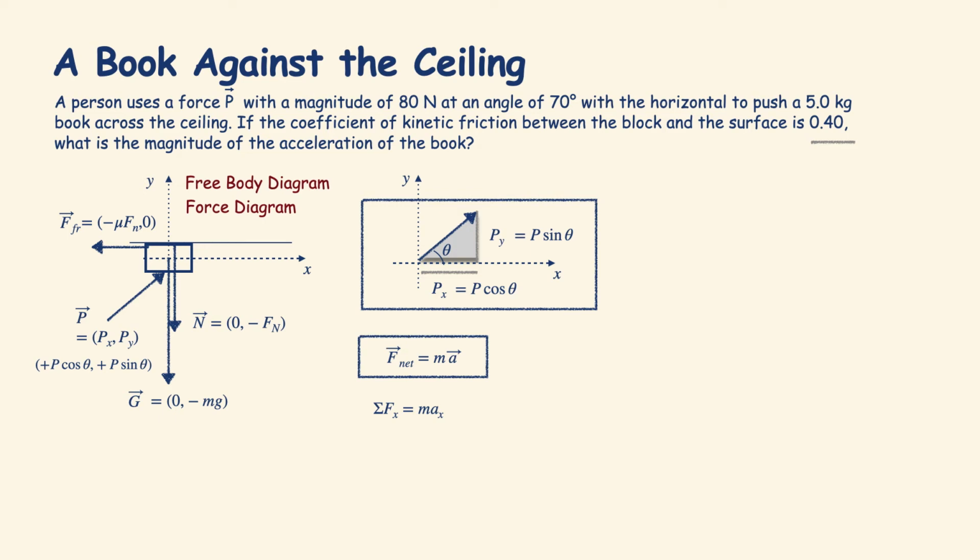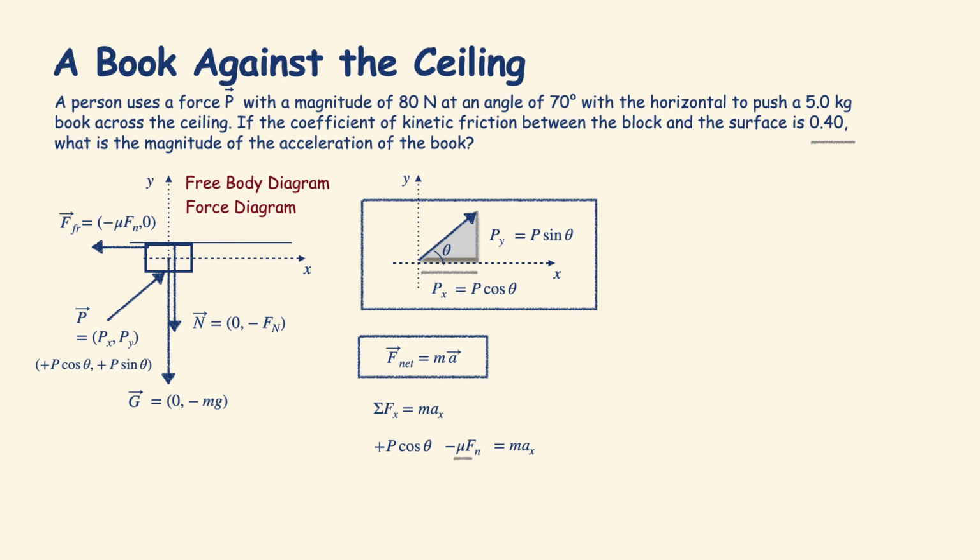Of course, gravity and the normal force have 0 x components, so I'm just going to skip those zeros and jump directly to the components for the vector p. The px component here is going to be p cosine theta, and then I have to add to it the x component of the frictional force, which is minus mu Fn, and that has to be equal to the mass of the book times the x component of its acceleration.